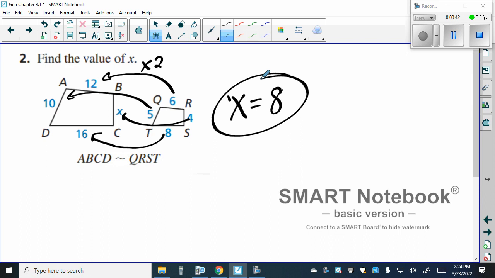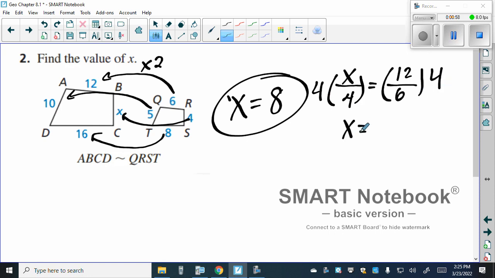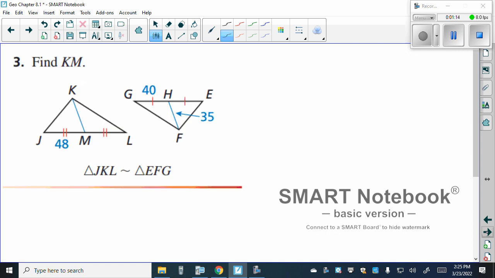And this one here, we could see the scale factor, because if we wanted to work it out, we could have said x over 4 is equal to, well, 12 over 6. Multiply both sides by 4. Well, 12 divided by 6 is 2. 2 times 4 is 8. That's all we'd have to do for that one there. But since we could see that the multiplication of 2 was the scale factor, we really didn't have to work that one out.